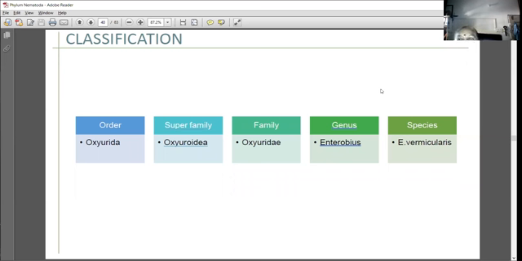Classification: Enterobius vermicularis belongs to the order Oxyurida, superfamily Oxyuroidea. Family is Oxyuridae. Genus is Enterobius and species is Enterobius vermicularis.